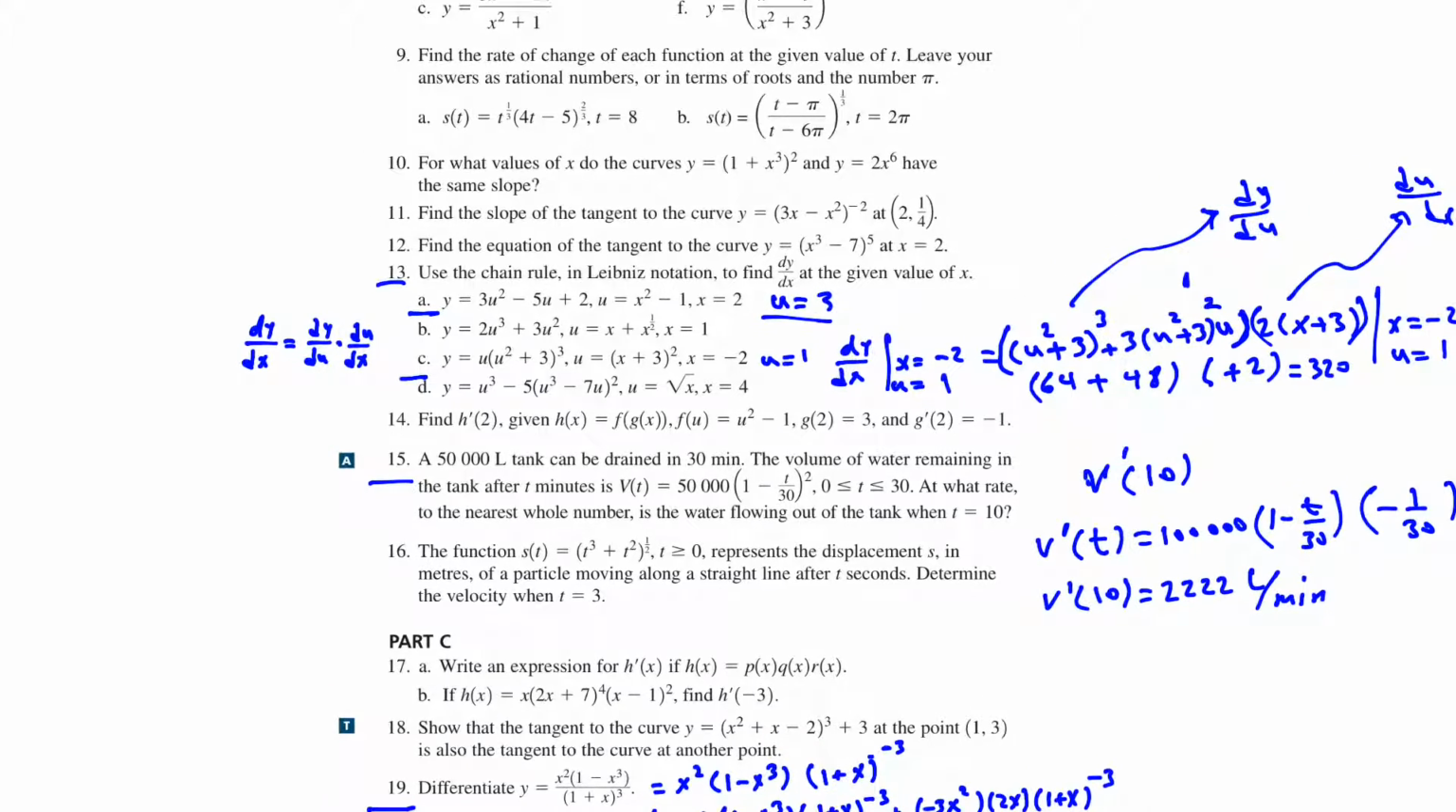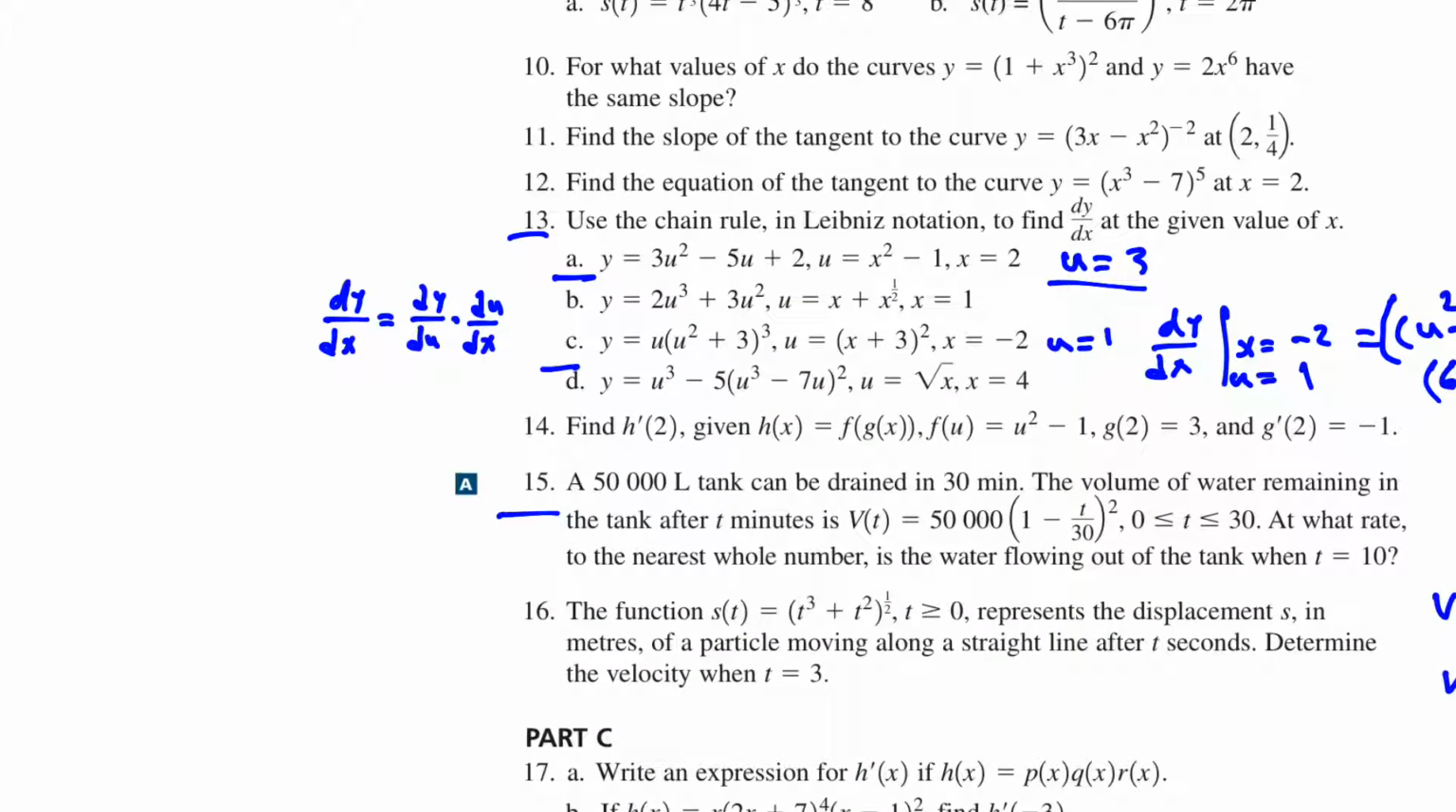dy/dx when x is 2 is 6u minus 5. Since u is 3, it is 6 times 3 minus 5, which is 13, times 2x, which is 4, which is 52. Similarly, we can do part C, dy/du times du/dx when x is negative 2.